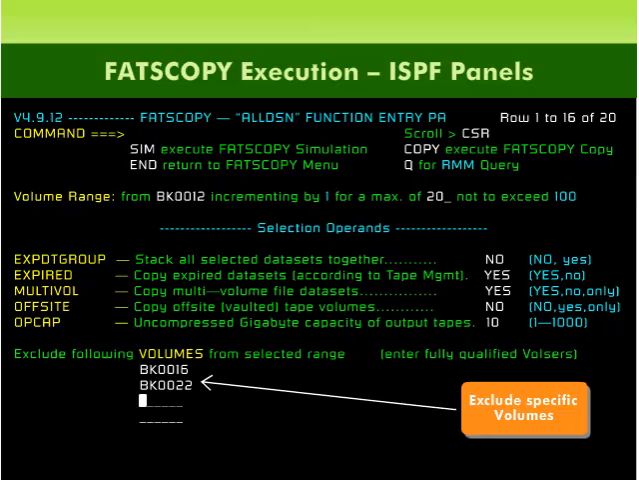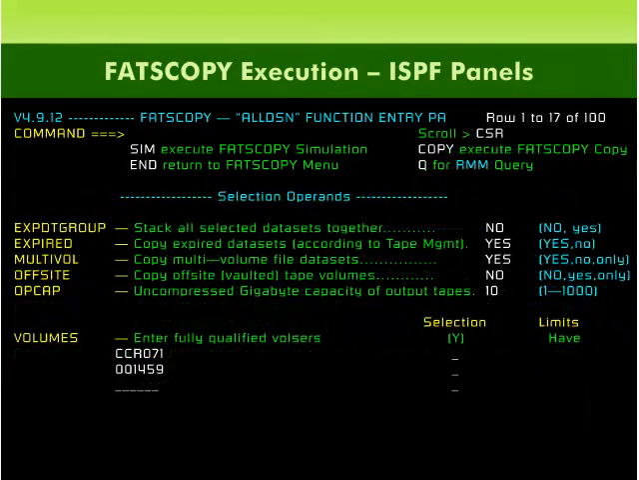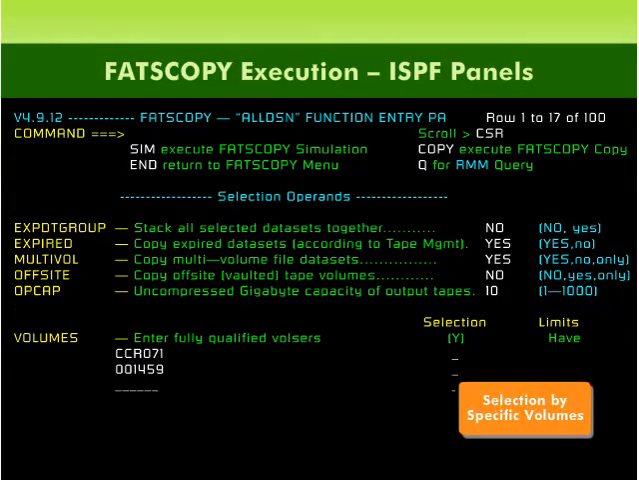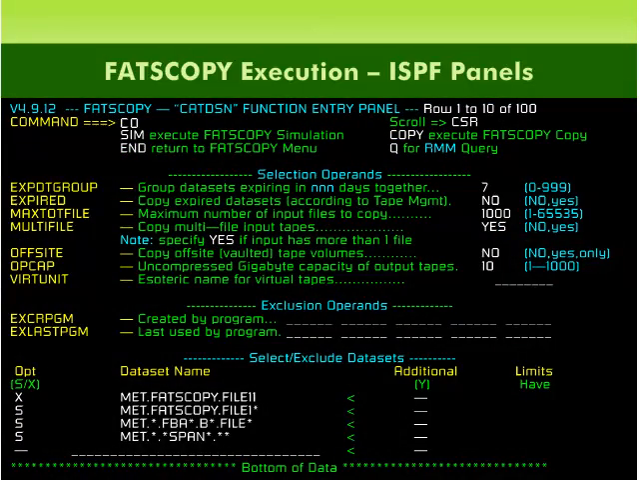This example demonstrates how easy it is to copy a large number of datasets from a wide range of tape volumes, all from a single ISPF panel. This next example shows how individual volsers, either full or generic, can be used to drive the copy process. And here is an example of selection by tape dataset names rather than by tape volsers.